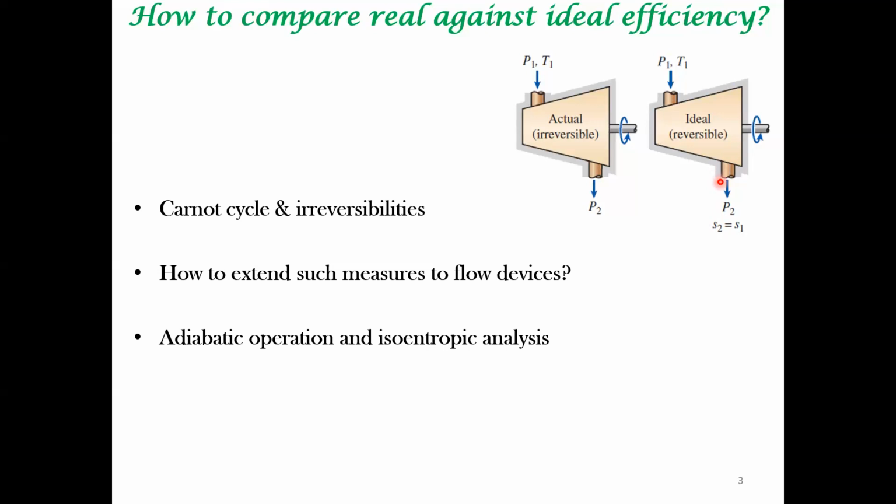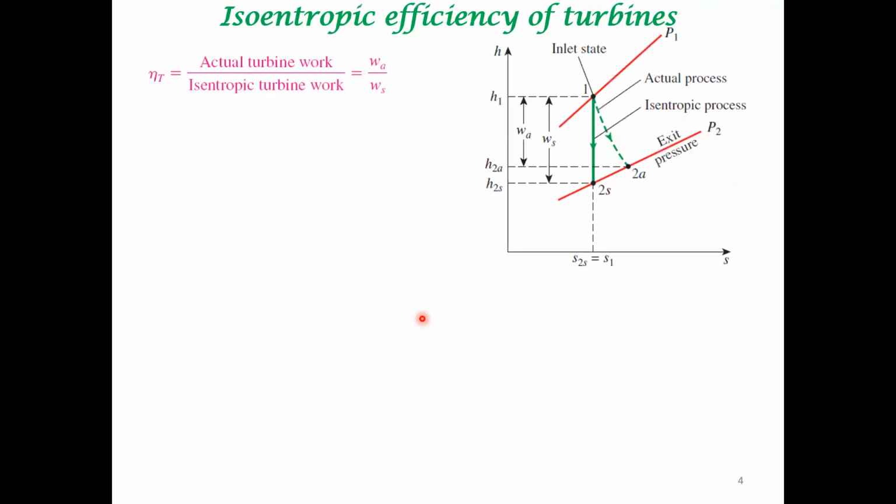So we are emphasizing adiabatic operation and reversible, internally reversible. That is why we are going to focus on isoentropic analysis of a series of devices that are of practical relevance in engineering systems. So we'll begin with the isoentropic efficiency of a turbine. A turbine is a work generating device. The actual turbine work will always be less than the work generated by an isoentropic turbine.